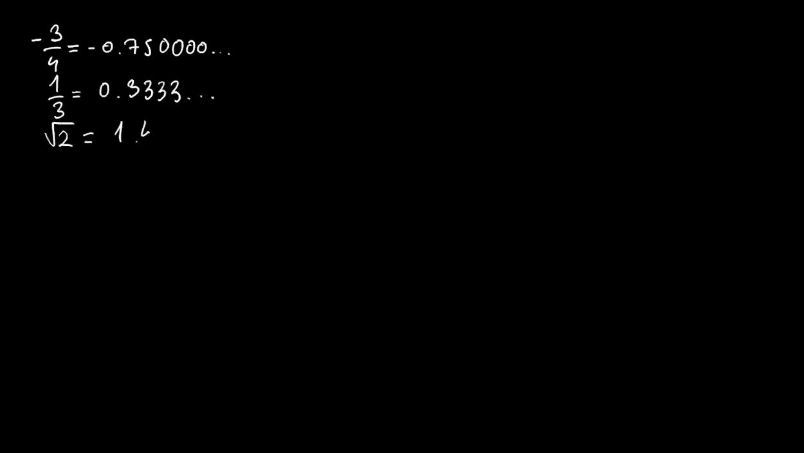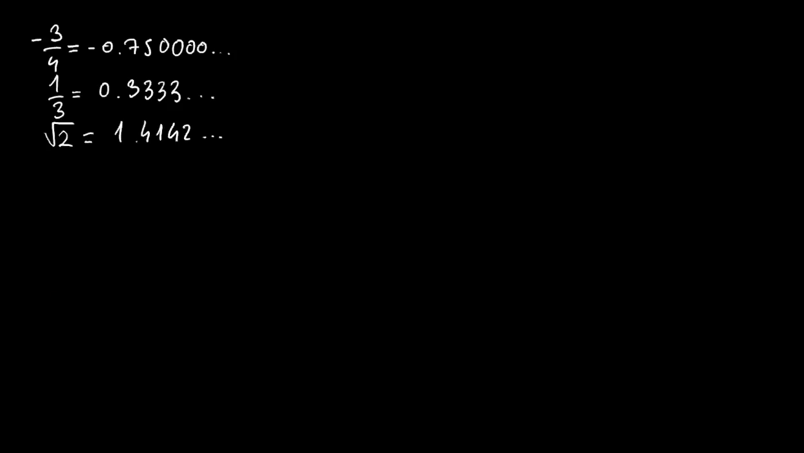Real numbers are numbers that can be expressed as decimals, such as, so let's take the number -3/4, and that equals to 0.750000..., 1/3, that actually equals to 0.3333..., and of course the square root of 2, which equals to 1.4142... Okay, the three dots in each case indicate that the sequence of decimal digits goes on forever.